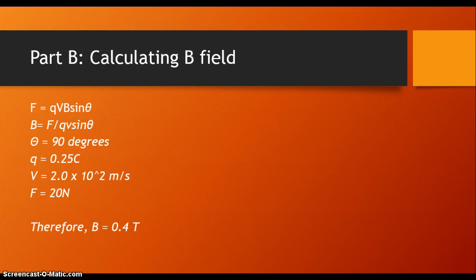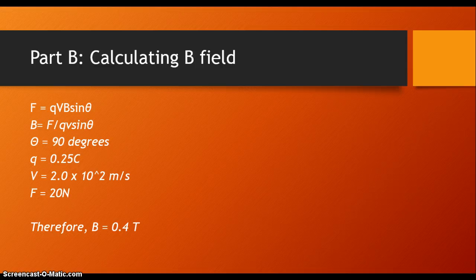For part B of the question, it asks to calculate the magnitude of the B field. Well, we can use our formula that we saw earlier, force equals QVB sine theta. We can rearrange this formula to solve for B, which is B equals F over QV sine theta. Since B and the current are perpendicular to each other, theta equals 90 degrees, and sine theta therefore equals 1.